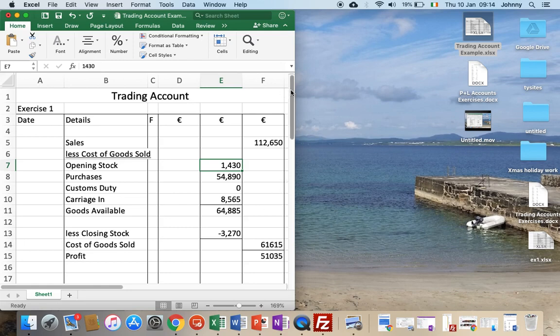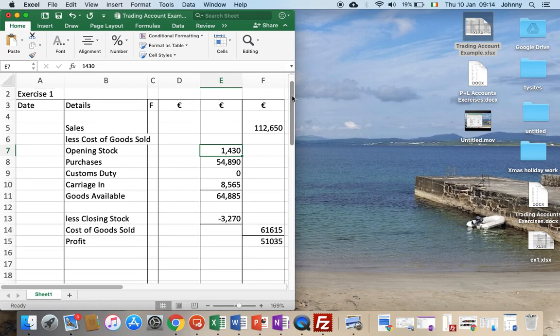Anyway, having a look at this question, we work out that this business made a profit buying and selling goods of 51. We sold 112 worth of goods and we have a cost of 61. We had to move into the middle column to work out that cost, and we noticed that we took away our closing stock at the end because there are some goods that we bought, we spent money buying them, but those goods, we still have them at the end, so we haven't sold them, so they're not included in cost of goods sold. That's why I'm subtracting them.